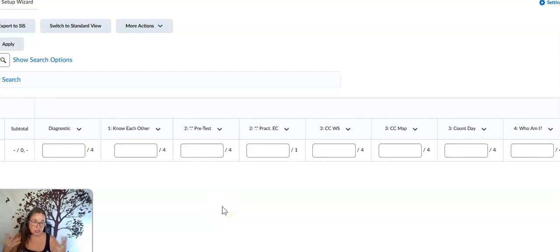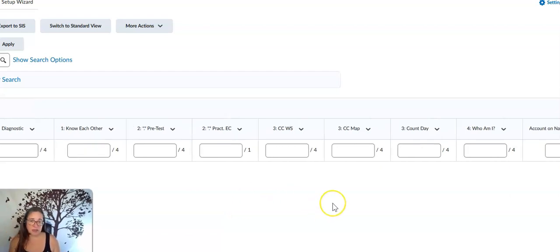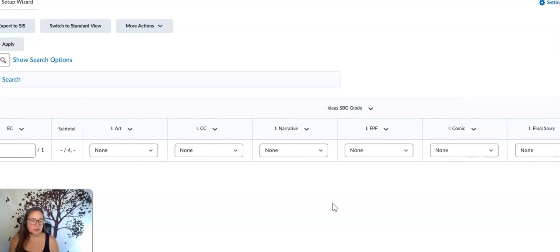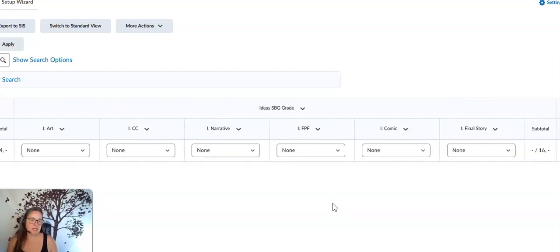You get credit for doing, and if you don't do it, you don't get credit. So it's pretty much pass or fail in that category. So that's citizenship. And then this is where the actual grades come from.